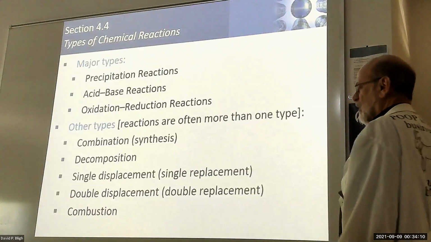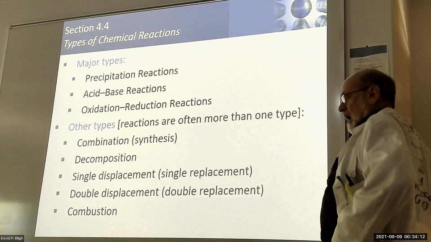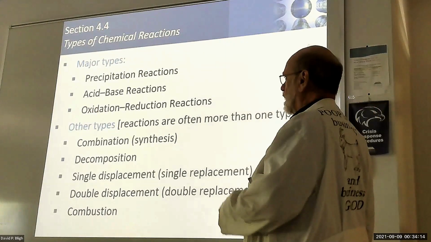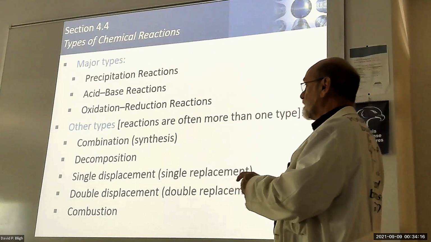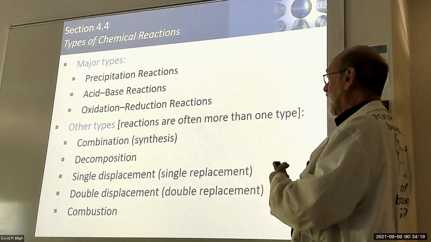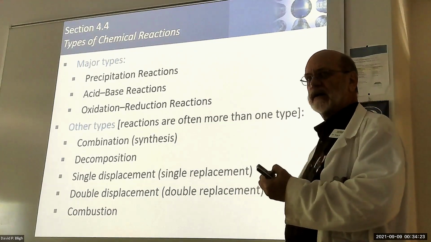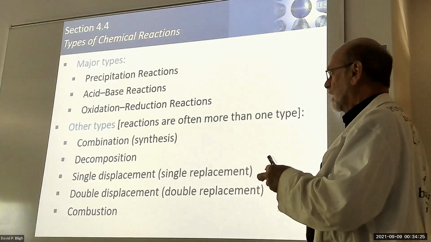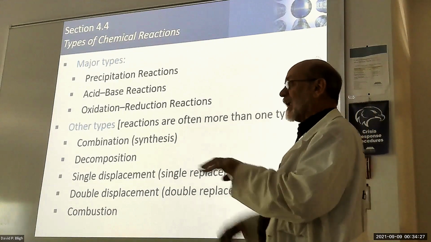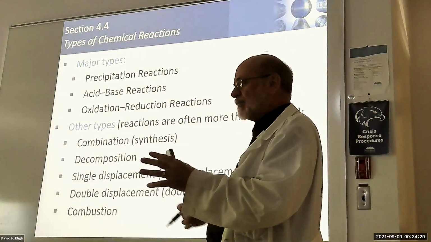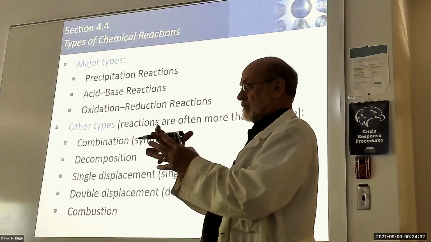All right, types of chemical reactions. First thing I'll say is these are generalized. Some of them are very specific with how they're defined. Some of them are more general. And several of them overlap. When you have one type, it also may be another type to go along with it.